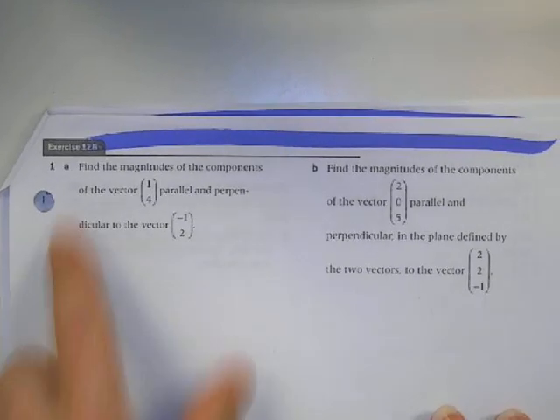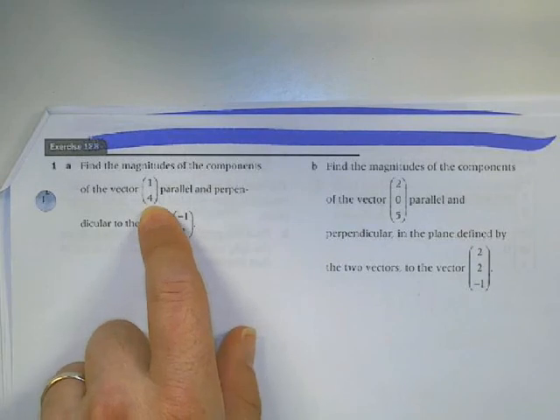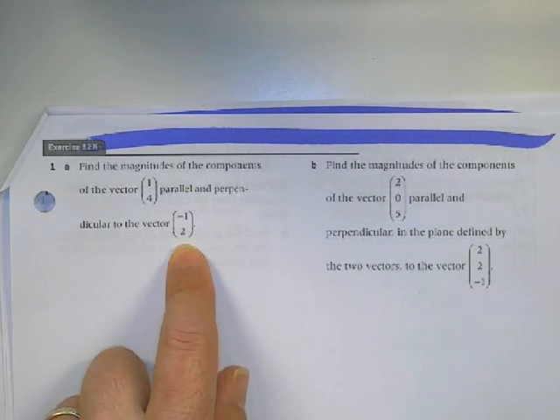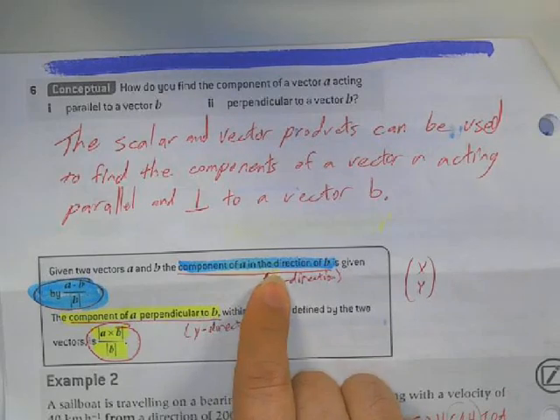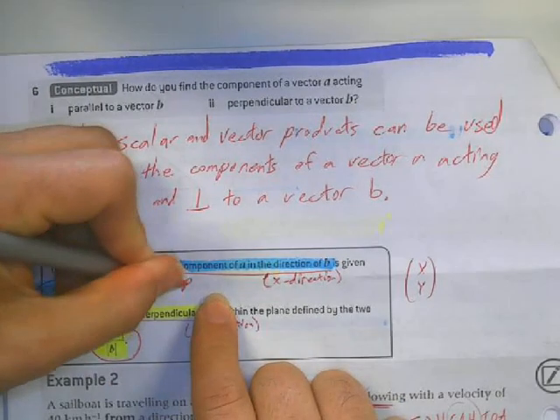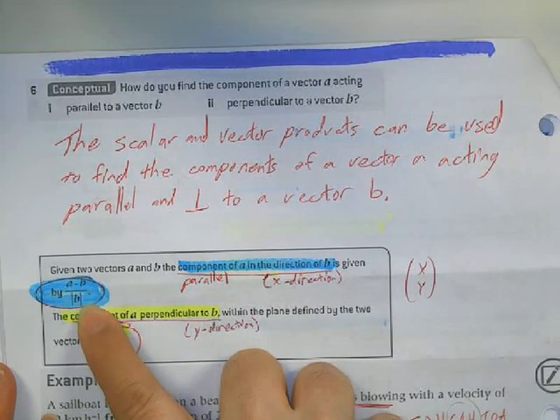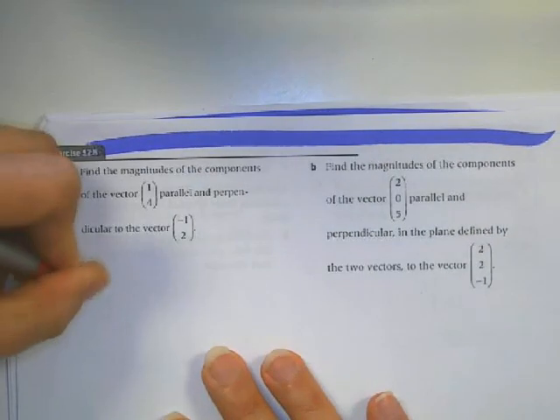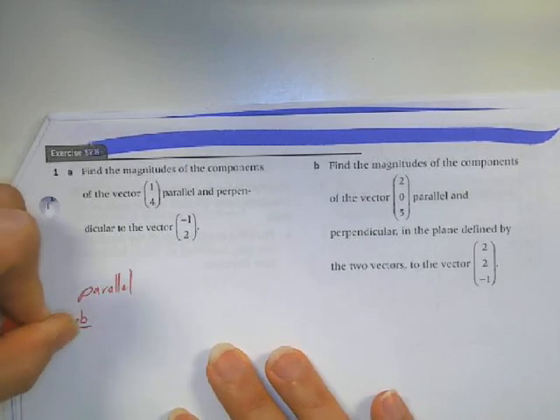Okay, question A. Find the magnitude of the components of vector 1, 4, parallel and perpendicular to this vector here. The first thing we need to remember is that if it's parallel, then I need to do A dot B divided by the magnitude of B. So for parallel, we're going to do A dot B divided by the magnitude of B. Okay?